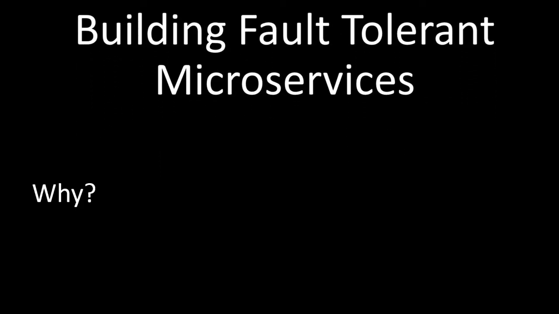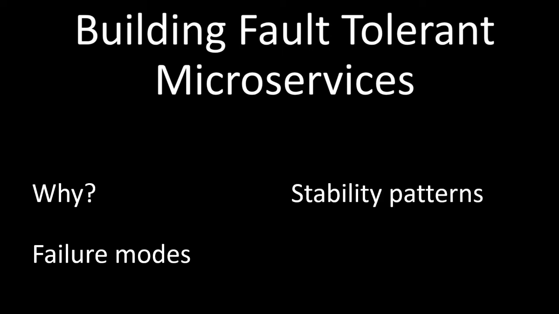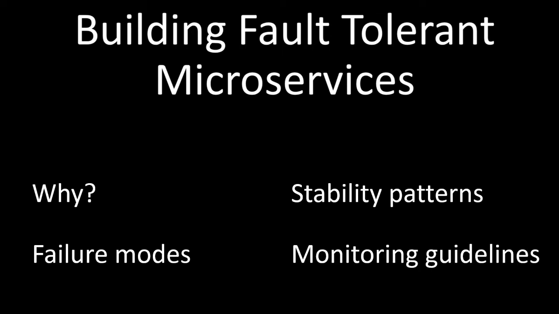I will do this by first discussing why we need to build fault-tolerant services. I will show you some typical failure modes in a microservices setting. I will describe three stability patterns to mitigate the effects of these failure modes, and also provide some short monitoring guidelines for a microservices system.